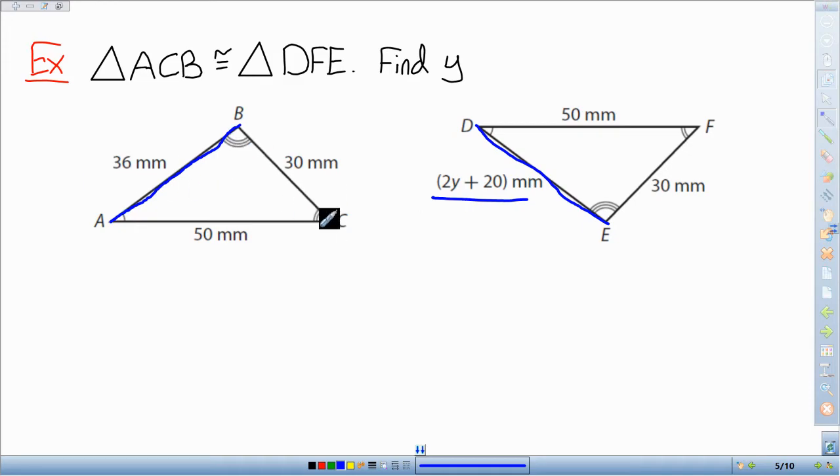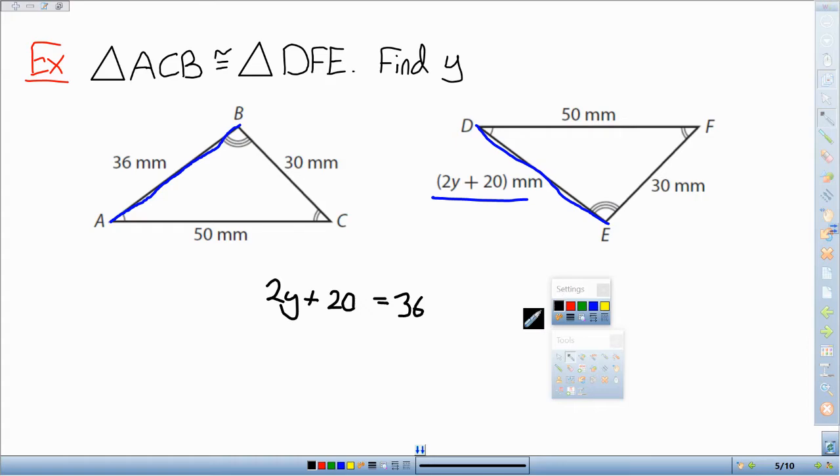You might have been tempted to think that this was its corresponding side, but notice it's between 2 and 3 arcs, which by the way would correspond to this side line. Now that I know my corresponding sides, that means they're equal. So I can set these values equal. I could say 2y plus 20, by the way I'm not going to use the parentheses or the units, is equal to 36. Pretty simple equation here. Now we can solve and get our answer.